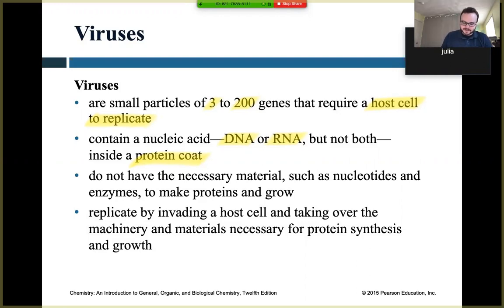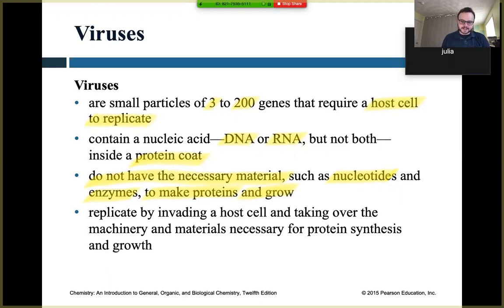Major difference, this is the big one, right? Viruses do not have any of the necessary materials. That includes nucleotides or enzymes, they don't even have their own proteins inside them, and they cannot grow. Everything is done inside the host cell. Essentially, the genetic information is injected into a host cell, and then it hijacks all of the material inside that cell. So it will hijack the ribosome, other enzymes, and amino acids. So it contains nothing to survive on its own. It absolutely must use the machinery inside a living cell.